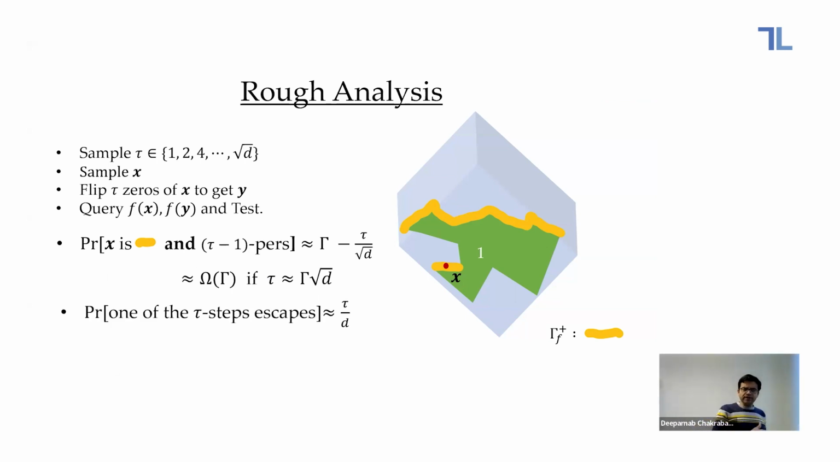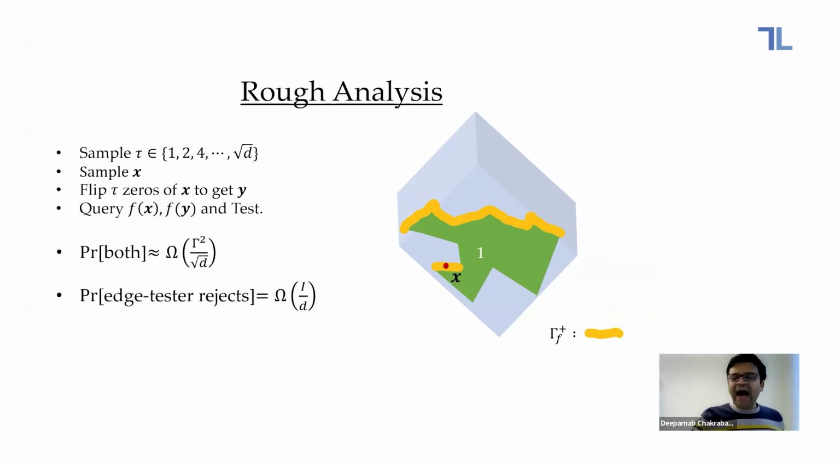And now the other thing, the probability that one of the tau steps escapes is roughly tau by D. So now if you multiply both of these things, instead of gamma by root D, you get, so gamma root D here, the root D cancels the D and you get root D in the denominator. This gamma is from tau and the other gamma is the probability that I catch it. So gamma comes as a square in the probability of success. Okay, so there's this gamma square by root D. The edge tester succeeds with probability I by D. So now it becomes a little bit of a proof of concept that you can beat D.